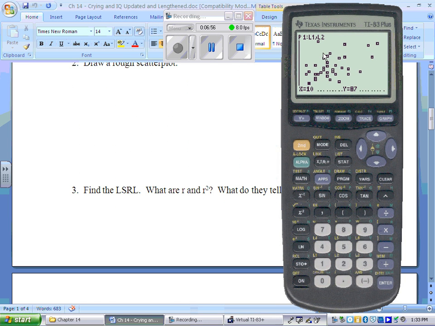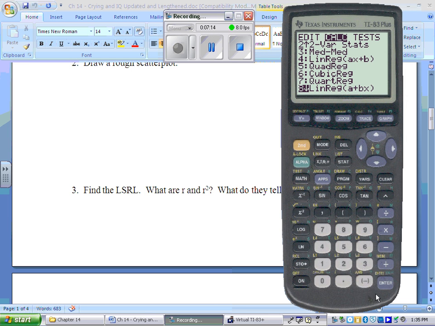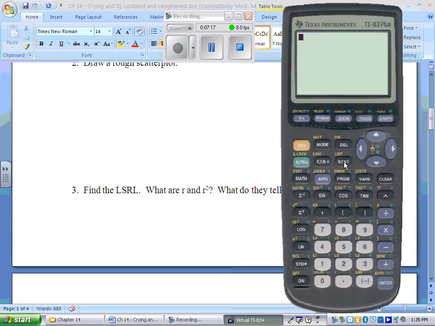So now number 3 says find the least squares regression line. What are R and R squared and what do they tell you? So let's figure this out. On the calculator, you may recall that to find the LSRL, we press stat, calc, and we use number 8 instead of number 4. So we do LinReg(a+bx). So LinReg number 8. And when you do this, if your R and R squared don't show up, what else do you need to do? Turn your diagnostics on.